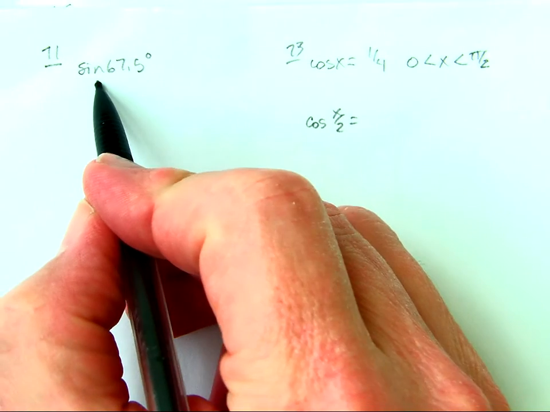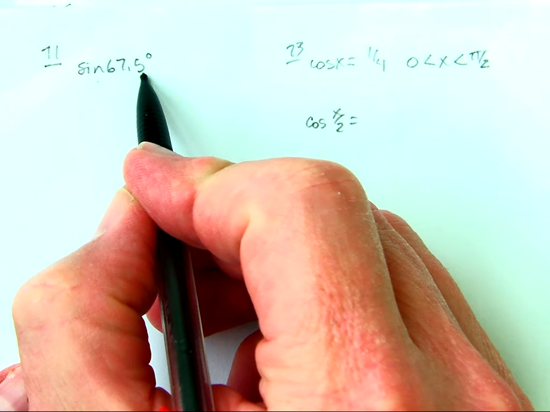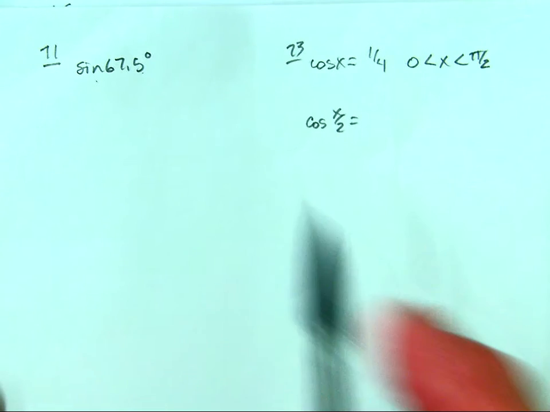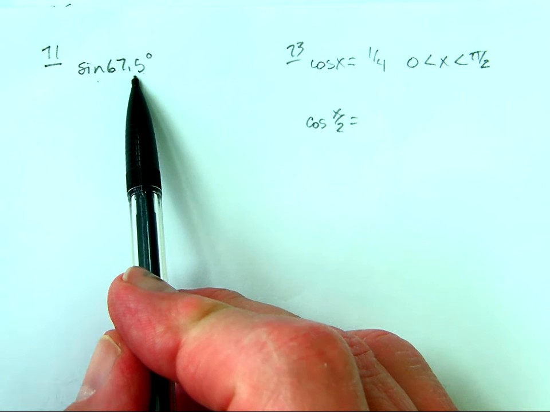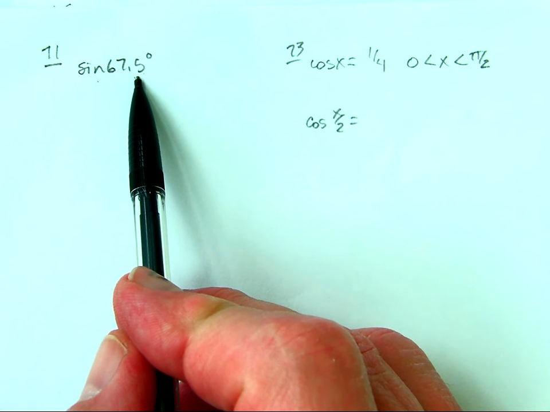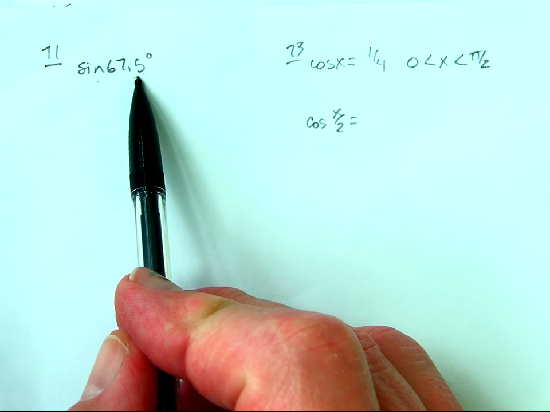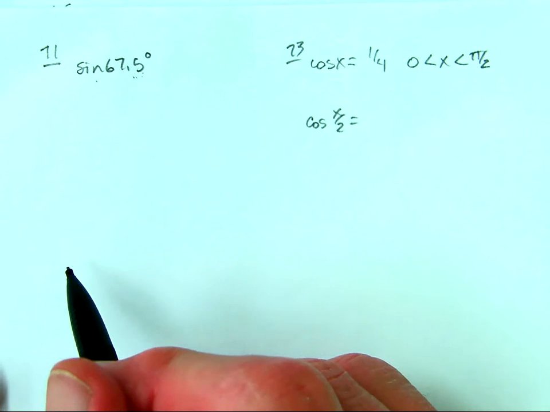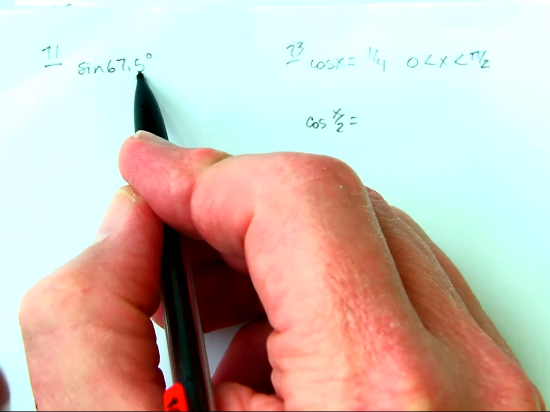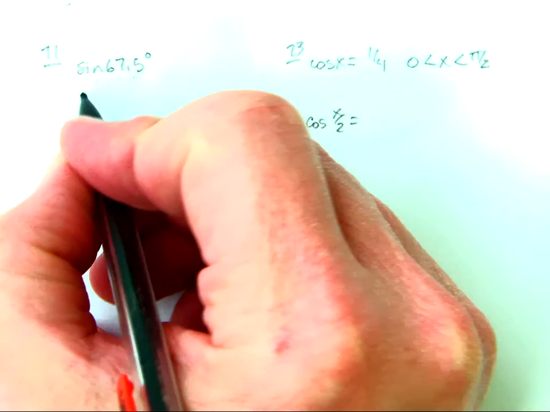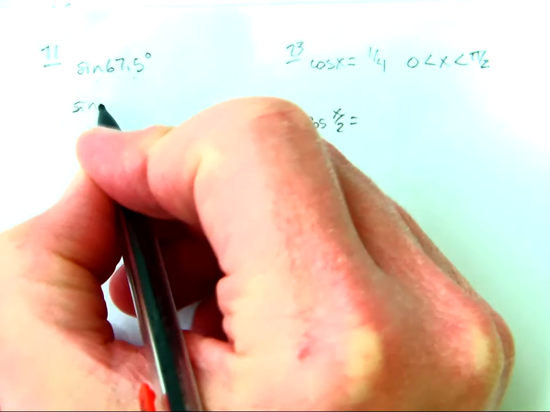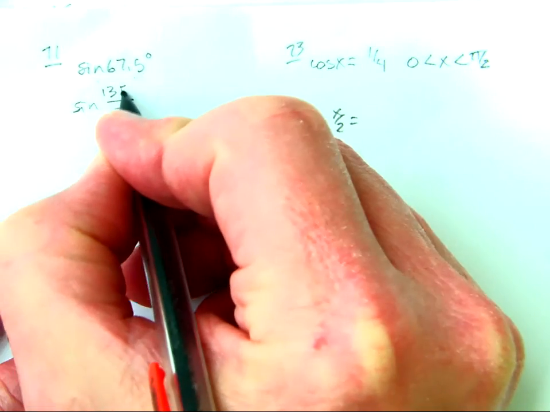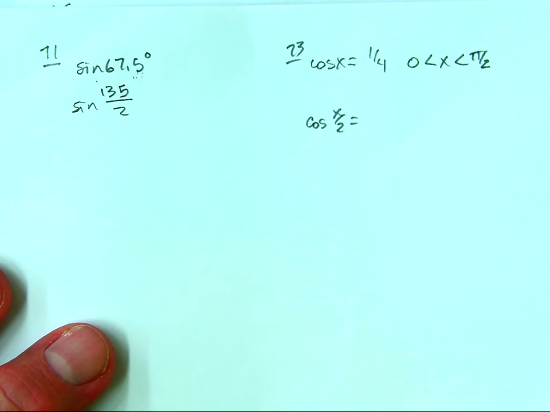The first one is 71, the sine of 67.5. Now this is a half angle unit. It's pretty obvious to me this would be a half angle problem because of the 0.5. We always try to look at these and come up with two angles we know. Well, we don't have two angles that we could combine and get a 67.5. So what I want to think is, what is that half of? Well, if we double that, 67.5 is half of 135. So let's think of it that way.